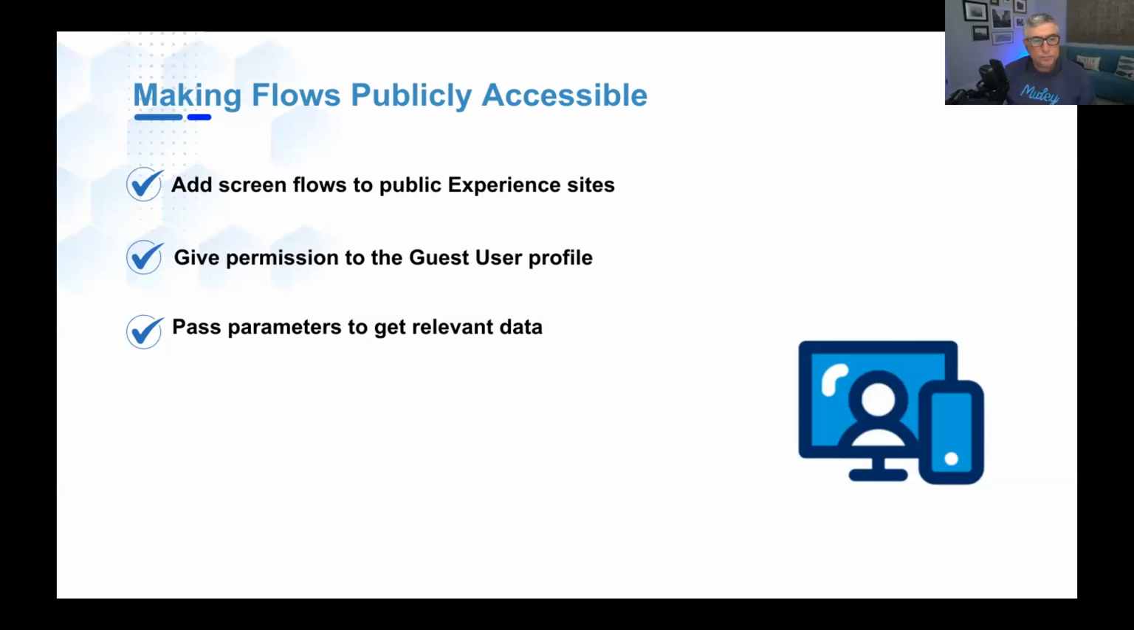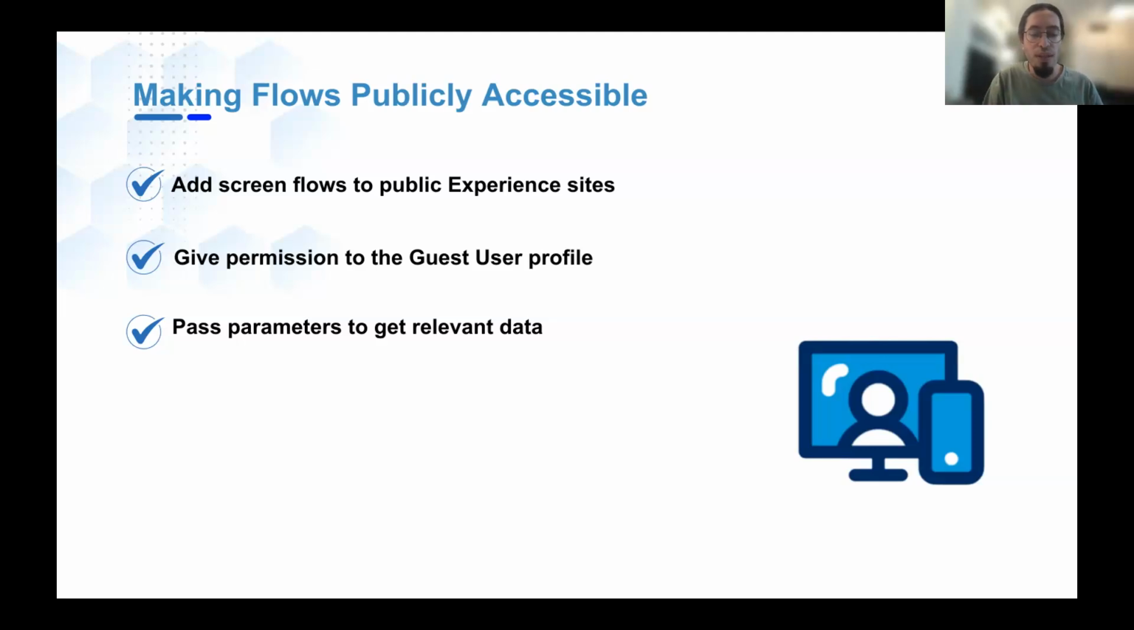Excellent. Yeah. So let's go back to the main topic: how to make flows publicly accessible. We are talking about screen flows in public experience sites. First of all, you need to build a flow, of course, and then an experience site. And then you need to put your flows in the experience site. And this site should be public, so anyone with a link can open the page and, of course, run the flow. So in order to do this, you need to give permission to the guest user profile, as we said.